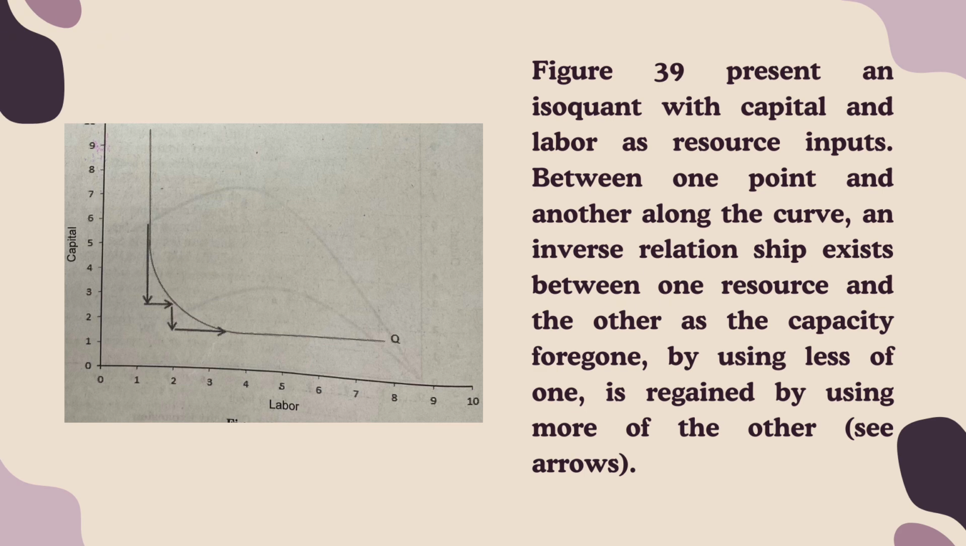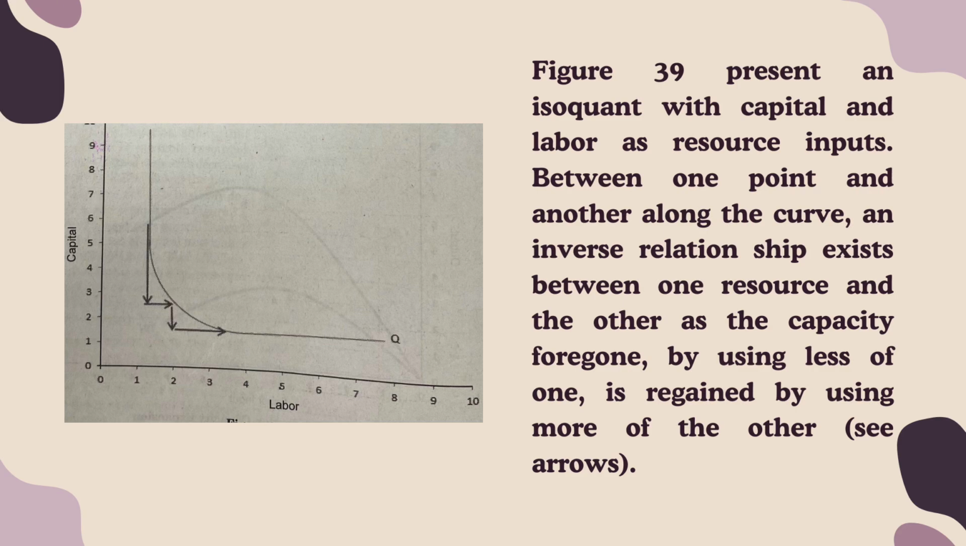Figure 39 presents an isoquant with capital and labor as resource inputs, between one point and another along the curve. An inverse relationship exists between one resource and the other, as the capacity foregone by using less of one is gained by using more of the other.